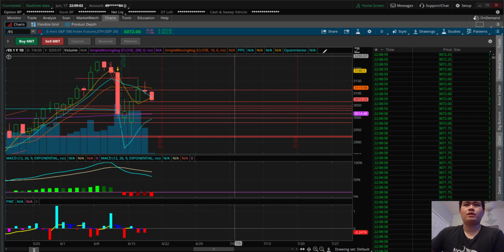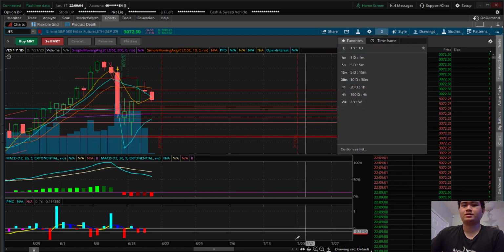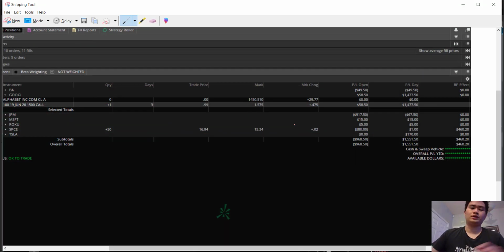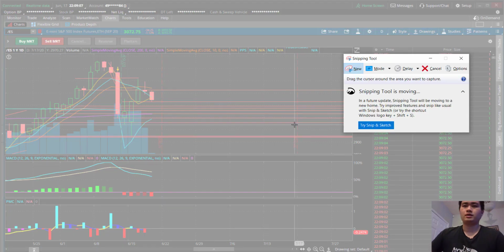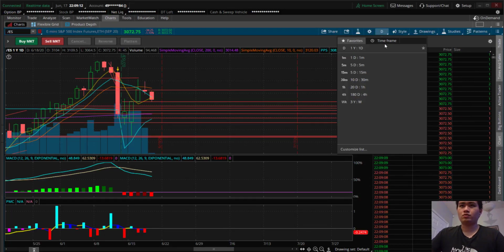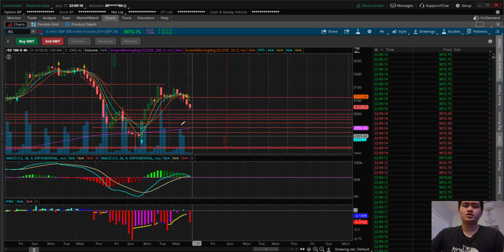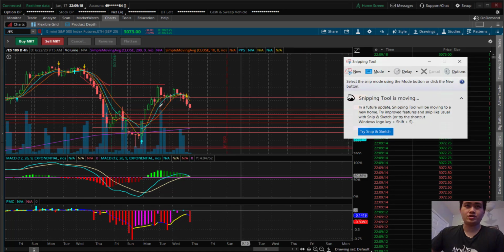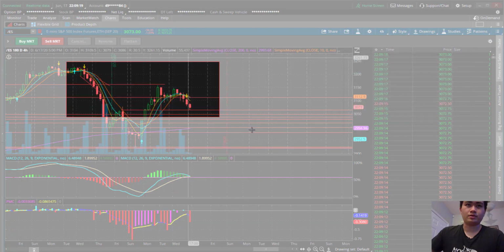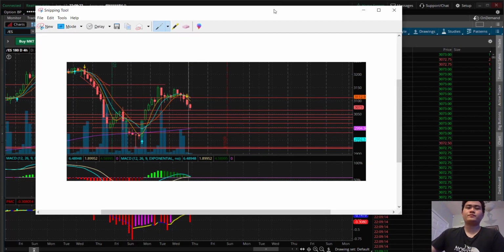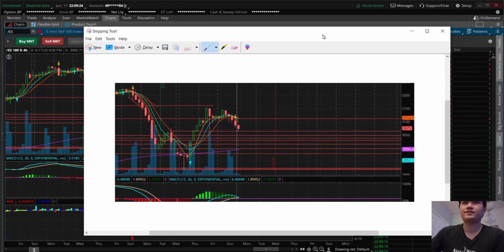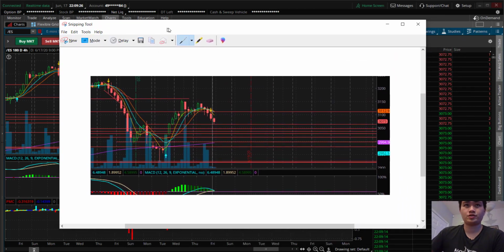With that being said, I want to show you guys what exactly a bull flag is and what exactly a bear flag is. Let me just show you how it works. So let's take a look at 180 days, 4 hours. Let me take a screenshot of this so we can determine what we're talking about. So this is 180 days, 4 hours on the ES E-mini futures.